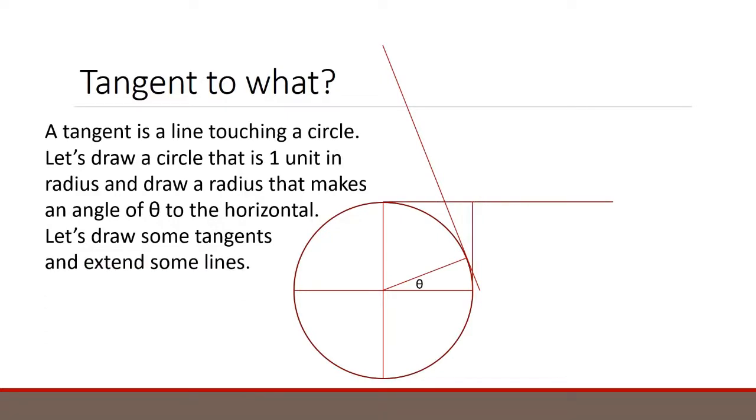And let's extend some lines: the horizontal line, the vertical line, and the line coming from angle theta. Now look and see what happens with some of these lines. This red segment here is exactly the same length as this red segment. And similarly, this blue segment here is exactly the length of this blue segment here.